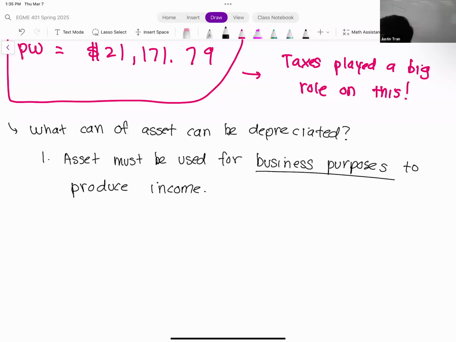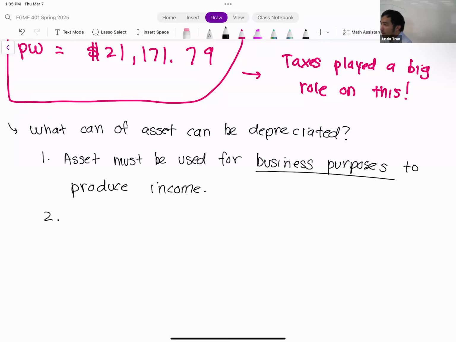Okay? The key word there is business purposes, right? So that means any asset, you buy a lot of personal assets yourself, right? So you buy your own car to use, you rent an apartment, you buy a house, right? These are very large purchases, but for the most part, most people don't use these for business, right? So you use your personal car just to drive around. It's not something that you use for business, right?